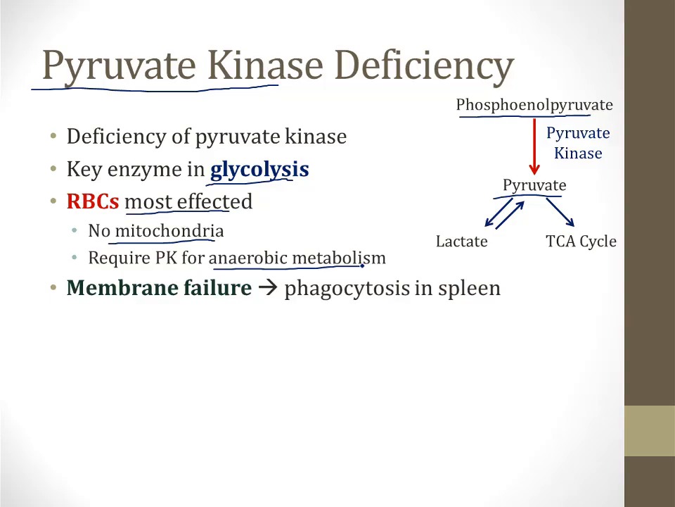And when they cannot effectively perform anaerobic metabolism, what happens is that the membrane fails. Red cells need ATP to maintain the structure of their membrane. Recall that they have a very flexible, pliable membrane. If they don't have enough energy, the membrane becomes rigid, and this leads to phagocytosis of the cells in the spleen. And a principle of hemolysis you should always remember is that when there's a problem with membranes, those red cells tend to get phagocytosed in the spleen.